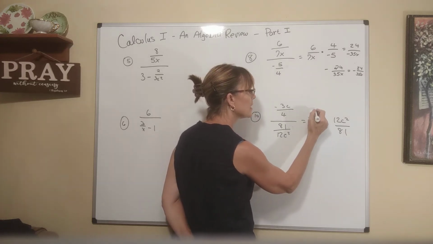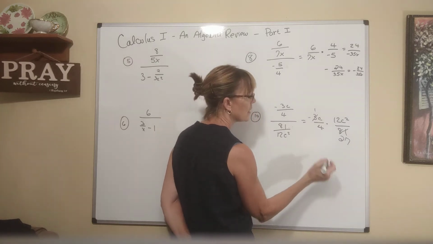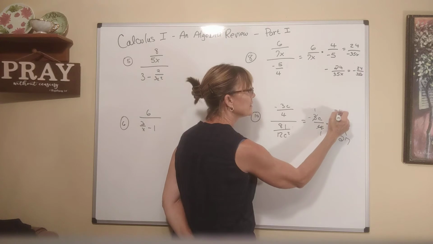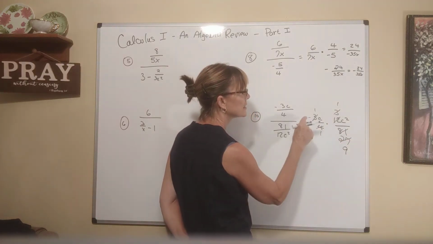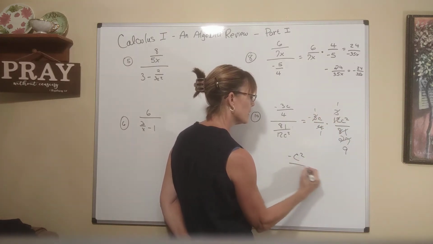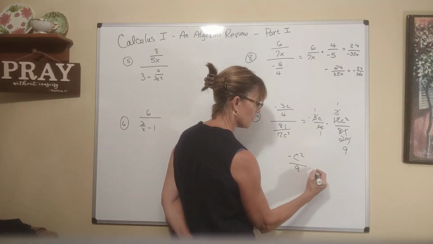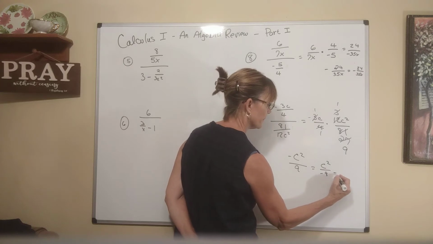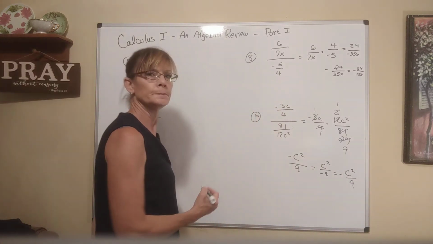So right here, 3 can go into 81 27 times, okay. 4 can go into 12 3 times. Oh, and then this 3 can go into 27 9 times. What I have here is a negative 1 times a 1 times a c squared, or negative c squared over 1 times 9. So it could be written like this, it could be written like this, or it could be written like this. Okay, there we go.